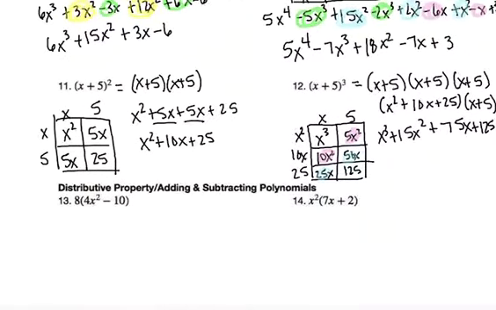Last two problems have to do with distributive property. So number 13 says 8 times 4x squared minus 10. So we're going to distribute this 8 to each piece that's inside. So 8 times 4x squared will give you 32x squared, and 8 times negative 10 gives you negative 80. On number 14, x squared times 7x plus 2, we distribute x squared times 7x and x squared times 2 to get 7x cubed plus 2x squared.